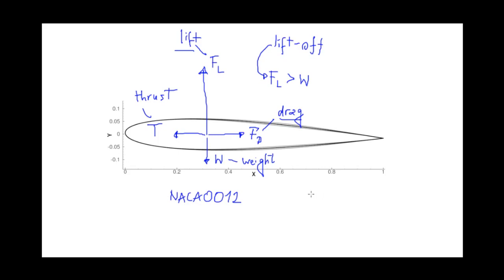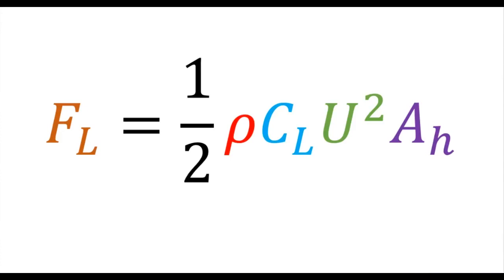Okay, so these two forces, lift and drag, depend on the characteristics of the flow. So typically the lift force has this expression here. It's 1/2 the density of the air, times the lift coefficient, times the flow velocity, the mean velocity, squared, times the area, the projected horizontal area on which the flow is occurring. So how do we obtain this coefficient? How is lift generated? That is the main question behind flying.